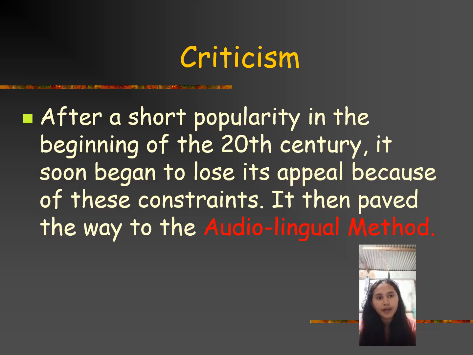After a short popularity in the beginning of the 20th century, it soon began to lose its appeal because of these constraints. It then paved the way to the audiolingual method, which will be discussed by the next reporter.